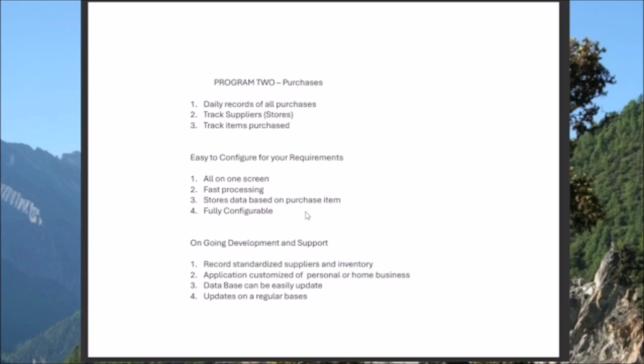Now, on a personal home basis, this is important for just keeping a good budget. But if you're running a small business, you're going to want to know your suppliers. You're going to want to know what items you purchase, and you want to compare them and be able to analyze them. So this is a one-screen program. It's fast, and it stores the names of the suppliers and the names of the items accurately, so that it controls that. And this is important for reporting later.